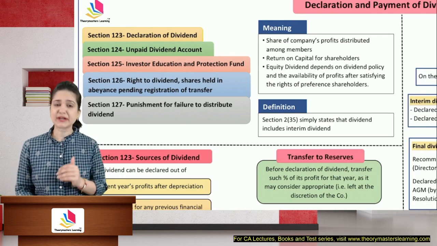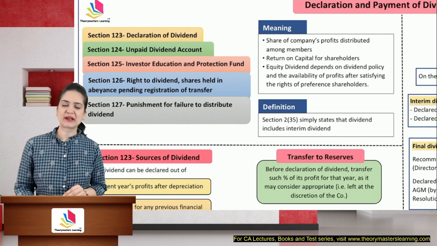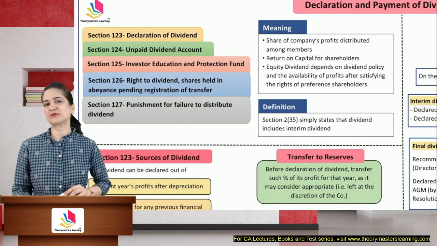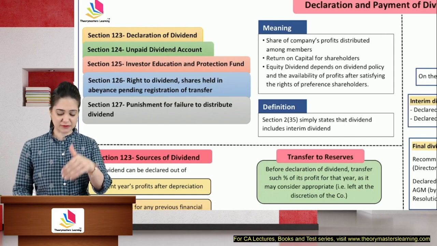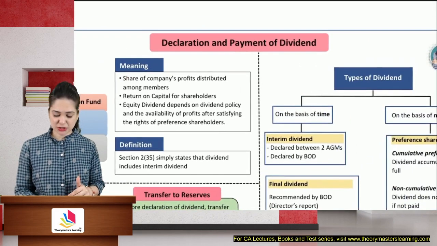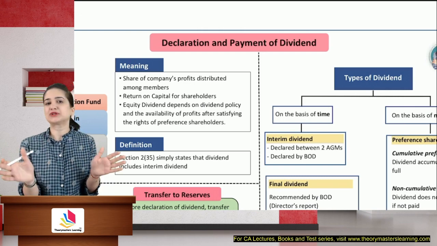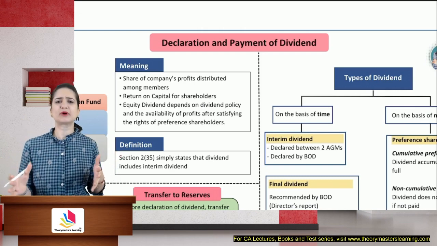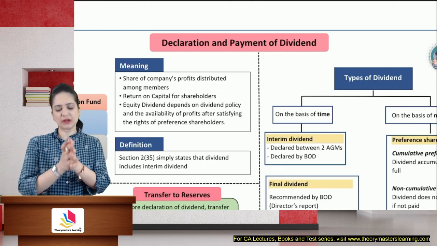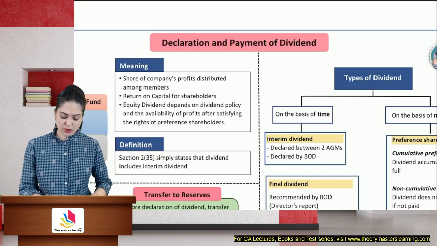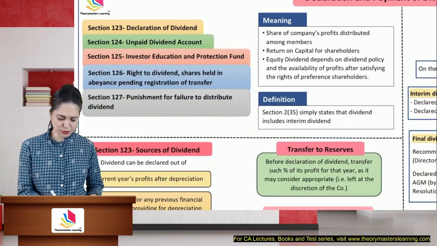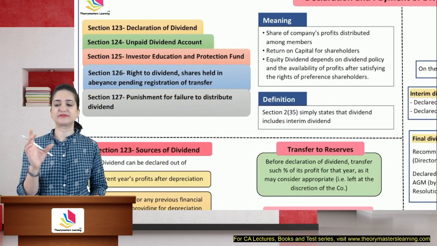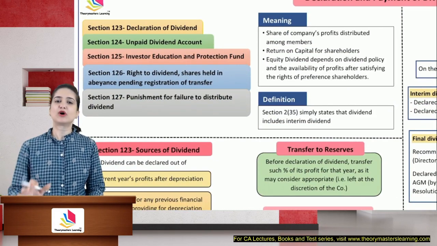Now, what kind of questions can be asked? They can ask you theory, even case-based questions from this chapter. Declaration and payment of dividend is a very small chapter, so all sections are important, and at some point they may have asked a question on any of these sections. So I feel that you should remember the section numbers. That is why I have specifically given you a list of section numbers.